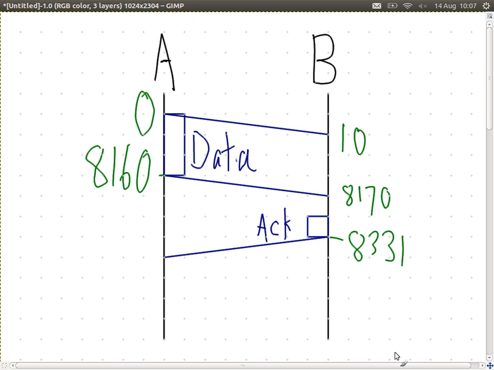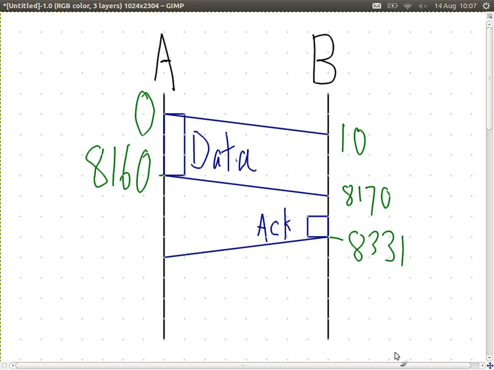And to indicate to A we're ready, we send back an ACK. An acknowledgement frame. And I've drawn the ACK frame here. If we start transmitting the ACK frame at 8171, we calculated before the transmission delay of the ACK frame was 160. Therefore, we'd finish transmitting the ACK frame at 8171 plus 160 is 8331. That's when we've finished transmitting the ACK frame.